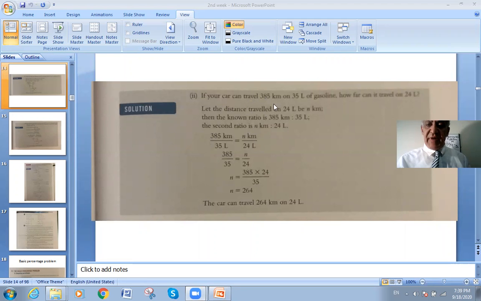If I travel 385 kilometers with the use of 35 liters of gasoline, I want to know how many kilometers I will travel if I use only 24 liters of gasoline. So it will be 385 divided by 35, those two proportions, equals n, the number of kilometers which I don't know, divided by the number of liters which I put in my car, which is 24. Then I will do cross multiplication: n by 35 equals 385 by 24. Then n will be this number. It will give me 264 kilometers. That's great.